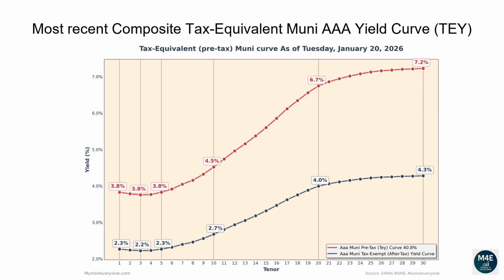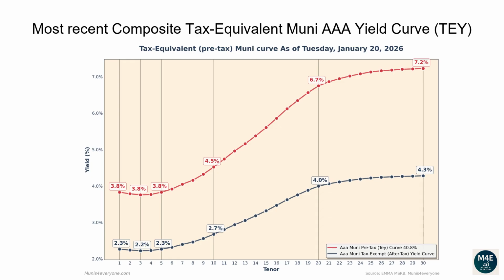Let's now go over the most recent composite tax-equivalent Muni AAA yield curve. The following graph shows, in red the tax-exempt after-tax Muni yield curve, versus in blue its tax-equivalent pre-tax version assuming a 40.8% top tax bracket, as of January 20, 2026. Why would you care to see the tax-equivalent version of the Muni yield curve? More on this later. Let's first go over the pre-tax, aka tax-equivalent yield curve.